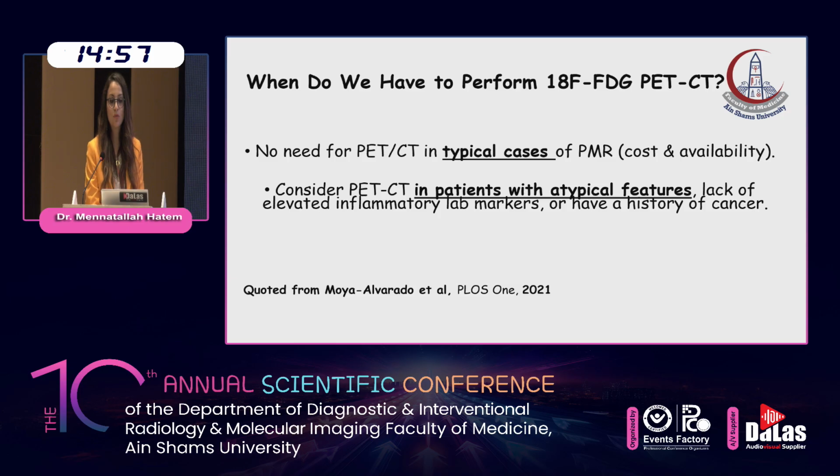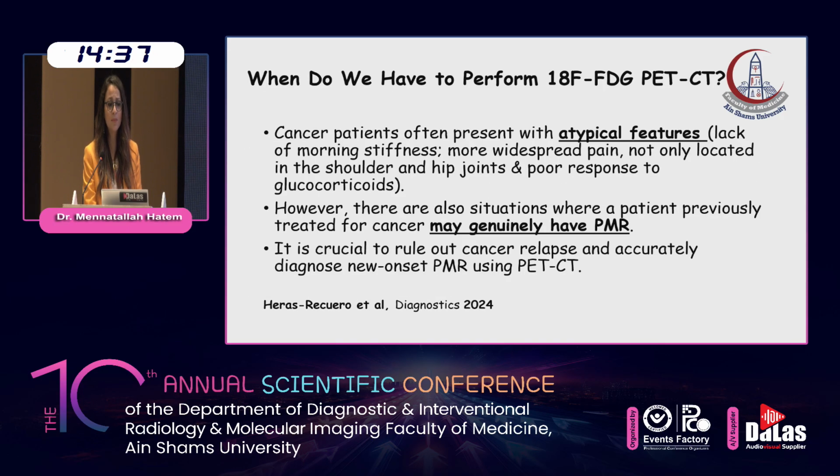So when do we have to perform the FDG PET-CT in PMR? Actually, there's no need for PET-CT in typical cases because of its high cost and unavailability. We only consider PET-CT in patients with atypical features, when there is a lack of elevated lab markers or when there is a history of cancer. Cancer patients often present with atypical features like lack of morning stiffness, more widespread pain, not only located in shoulder and hip joints, and when there is a poor response to glucocorticoids.